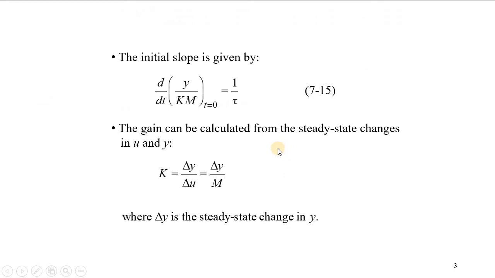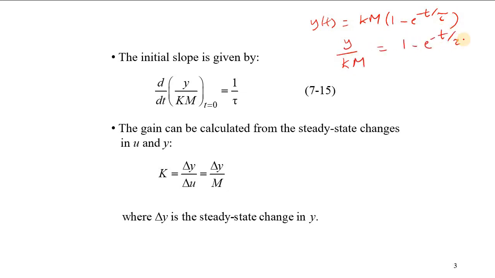And where's the concept? The concept is that if we have something like that, we already know that if I have a step input to a first order, I'm going to have something that looks like that, okay? And by this, I could have y over km, which is equal to 1 minus e to the power minus t over tau. And then I'm going to take the derivative of both sides.